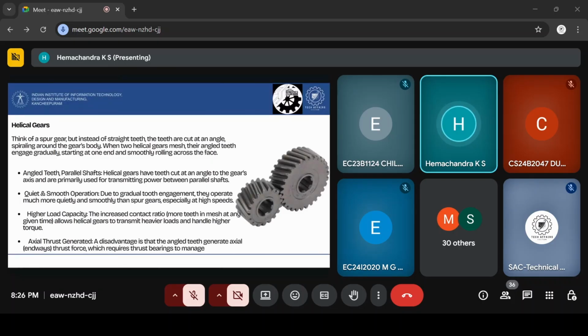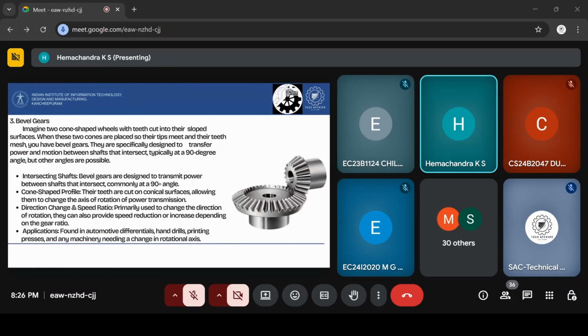The next gear system is bevel gears. Here, two cone-shaped wheels are sloped perpendicular to their surfaces. Actually, it's designed to transfer power between shafts where a 90-degree inclination is needed. But according to the change in angle, some other angles are also possible. The thing is, the direction change and the speed ratio will be much more well established here.